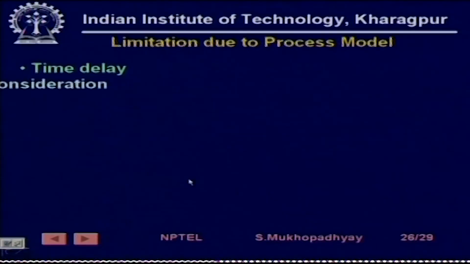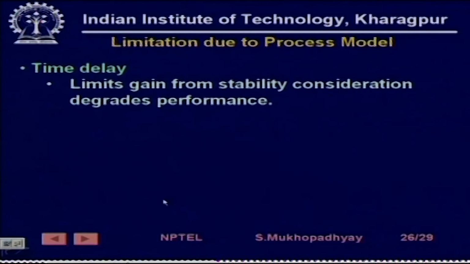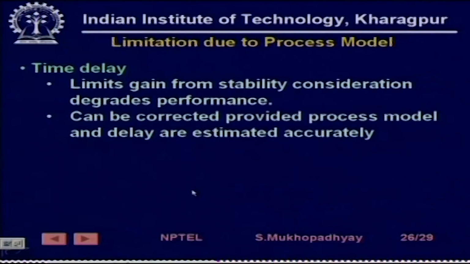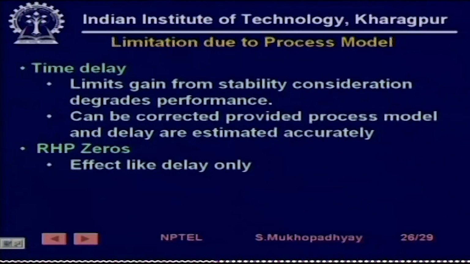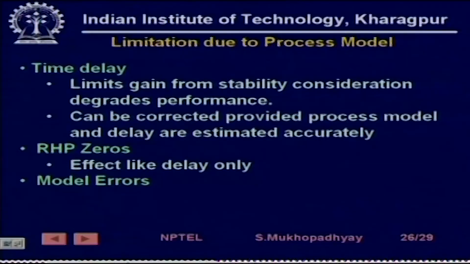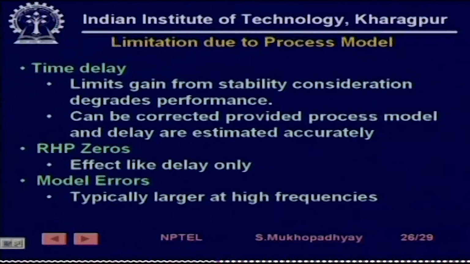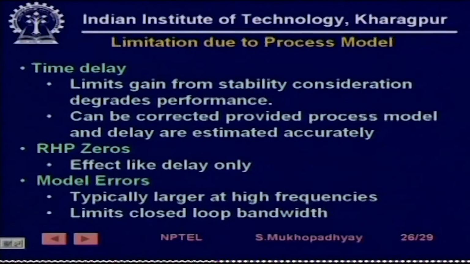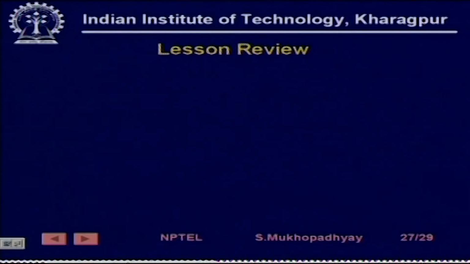Similarly, actuator nonlinearity, we have already mentioned this. During process models, as we have already seen, time delay causes stability problems and degrades performance, so gain has to be kept low. If the time delay and the process parameters are known accurately, then some of them may be corrected, but it is very difficult to know them accurately, and the process model also keeps shifting. Right half plane zeros are like delays and model errors. Remember that model errors are always high in the high frequency zone. So, by increasing the bandwidth, you are going into the uncertain zone. You need to limit the closed loop bandwidth such that the models are fairly accurate.